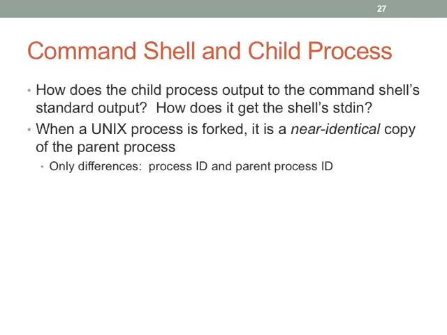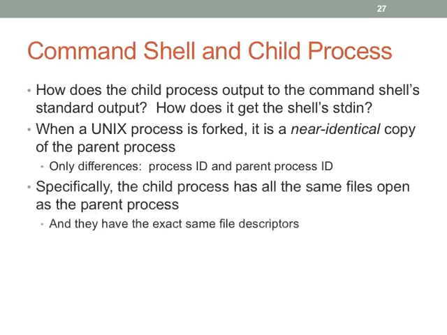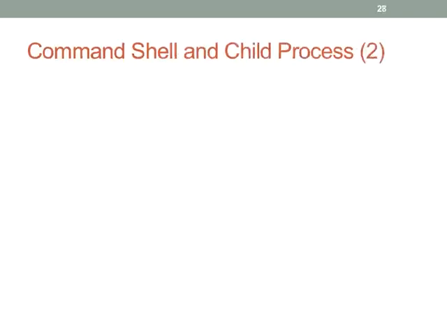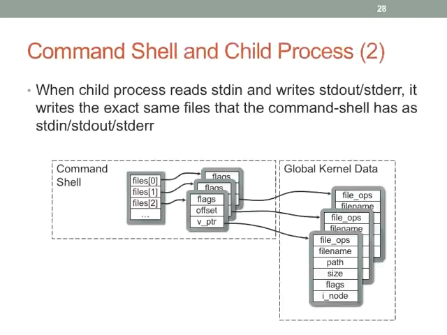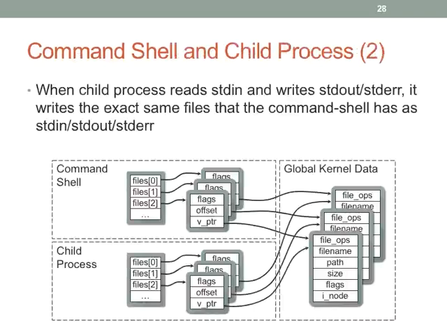Just remember that Unix processes, when they fork, are virtually identical except for the process ID and the parent process ID. Those are the only two things that are different. And so the child gets all the same files open as the parent has, and they have the exact same file descriptors. Should be pretty obvious now that you understand a little bit more of what goes on under the hood. Okay, so you have this command shell and the child process is started. All of these things are duplicated, and you can see that the file structs are duplicated. They all point to the same kernel global open files. So it's very straightforward. The same standard input, standard output, and standard error.